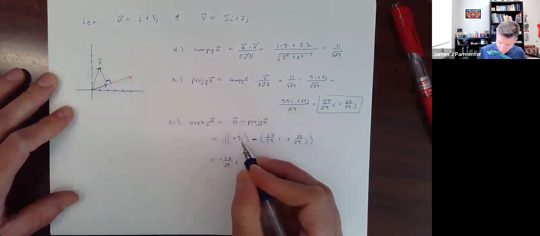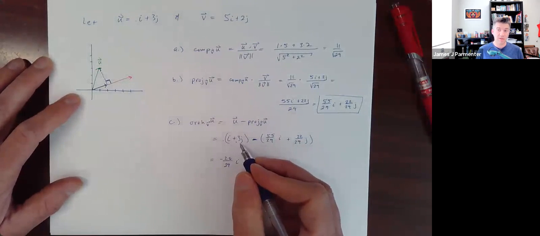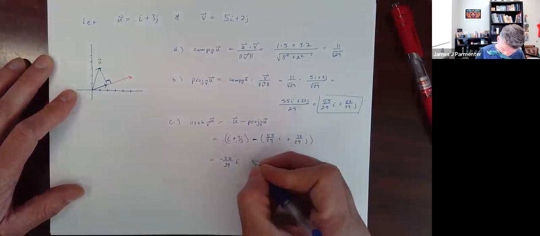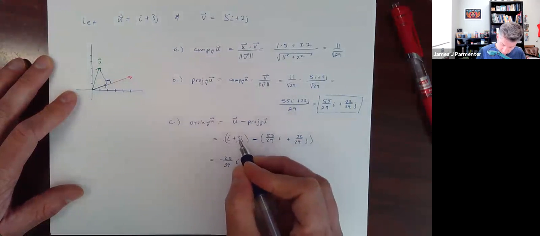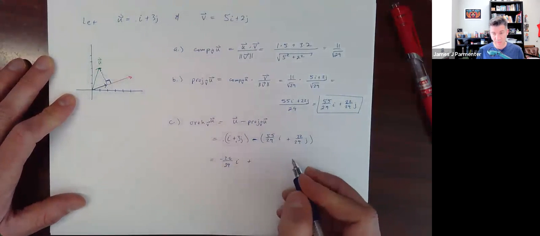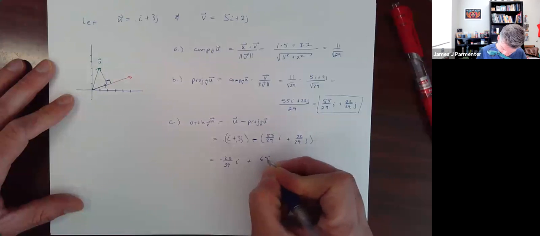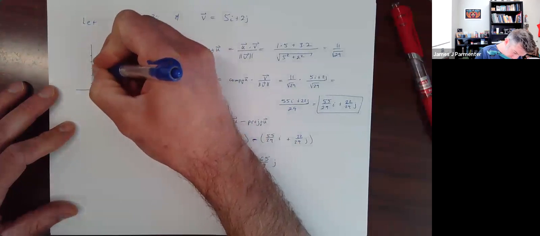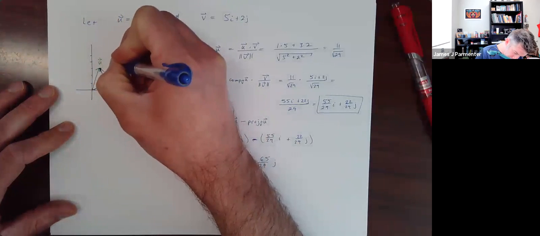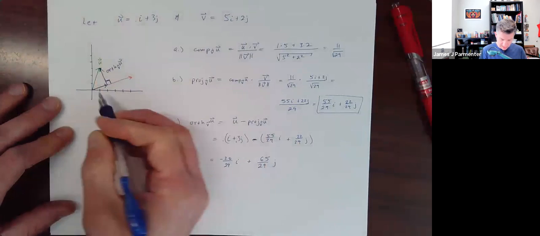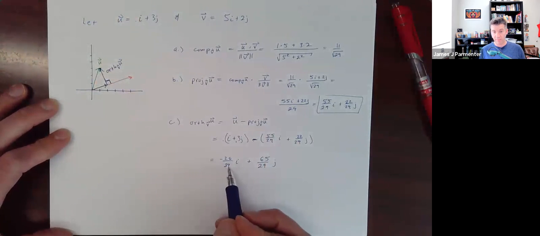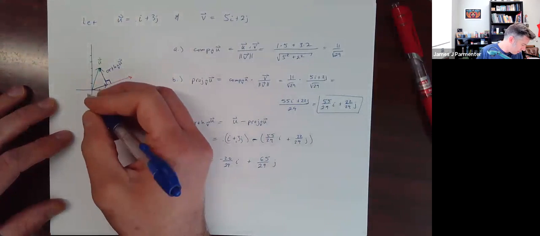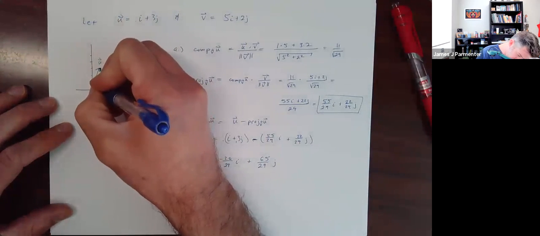And 3 times 29, well, 3 times 30 is 90, so 3 times 29 is 87. So 87 plus 22 is going to be 109. Oh, sorry, 87 minus 22 is going to be 65 over 29 j. And that looks right. This vector here, which is the orthogonal complement of U onto V, definitely looks like it's going left, so it's a negative I component, and up, so a positive j component. That looks right here. I guess I could label this one. Yeah, this is the projection.